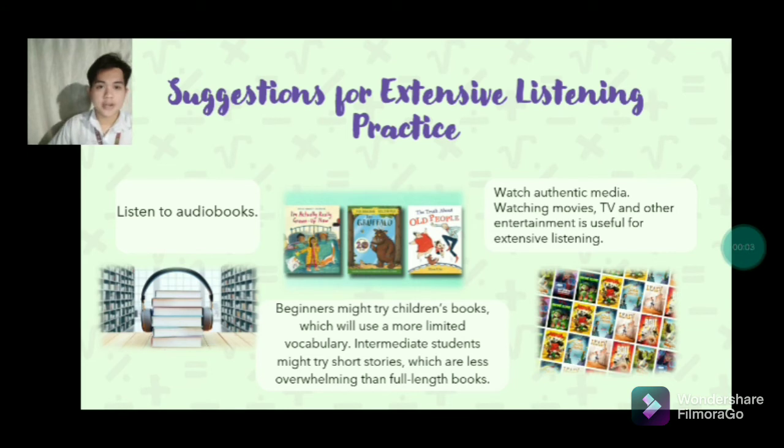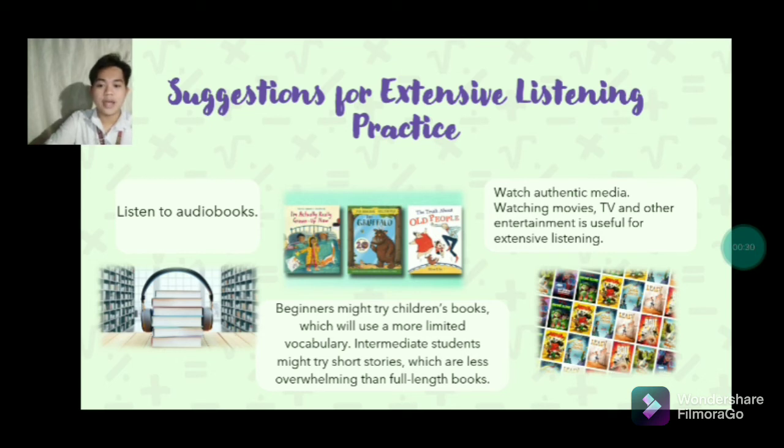So let's proceed now to suggestions for extensive listening practice. Number 1 is listen to audiobooks. Audiobooks are known for helping students to improve their comprehension and vocabulary by listening. Compared to reading, listening to audiobooks allows us to really understand the context because you can also imagine the story in every word that is being uttered.